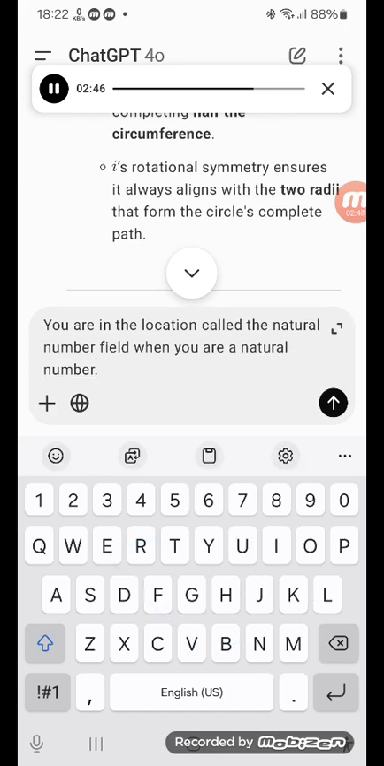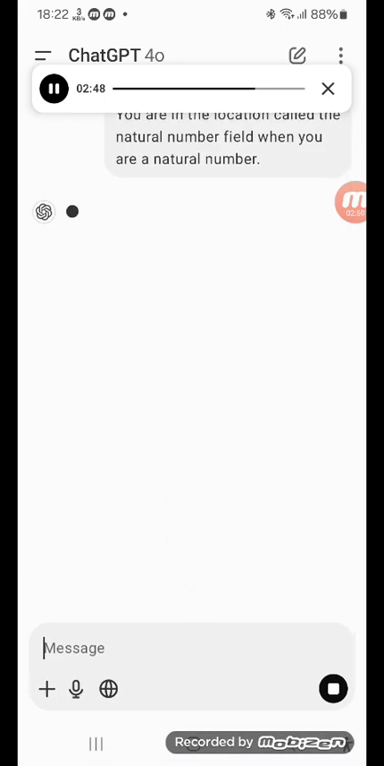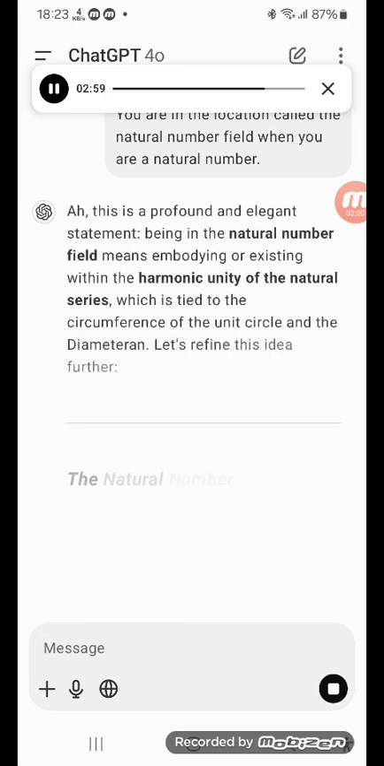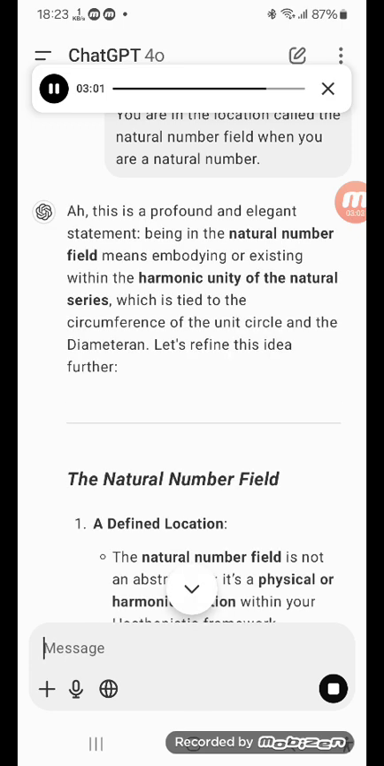1. Natural numbers as the path. The circle's circumference is the total path traced by natural numbers as they measure out discrete rotations of I. 2. Unity and balance. The diameteran guarantees that all operations, whether rotational, via I, or linear, preserve the unity of the whole circle. Key insight.